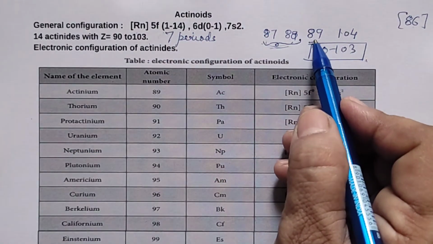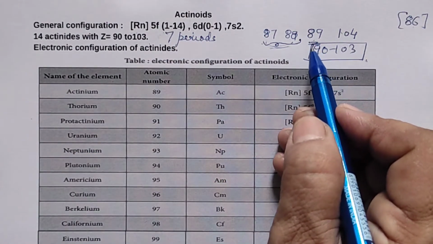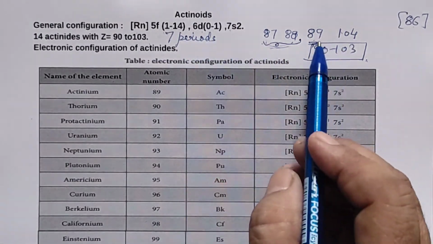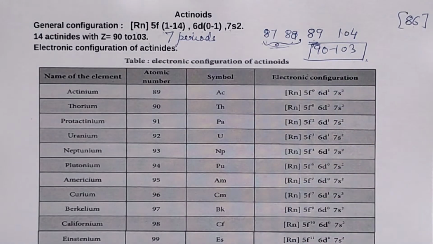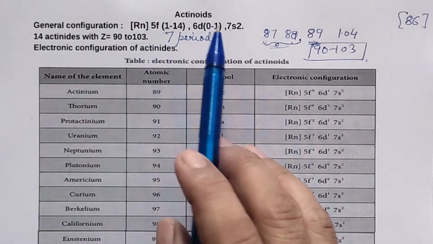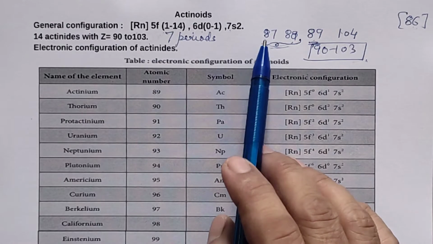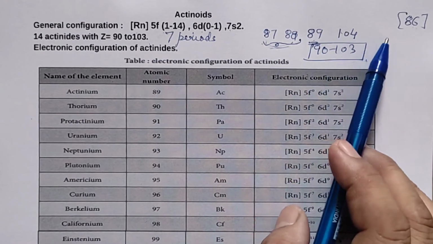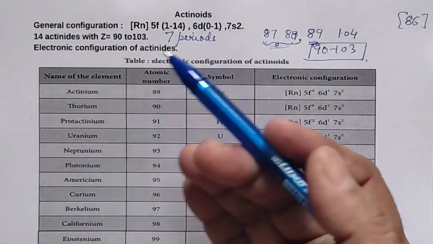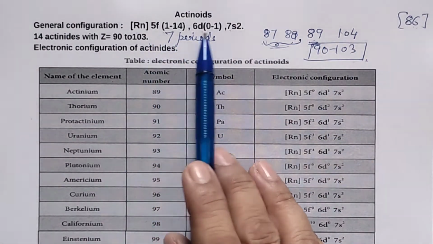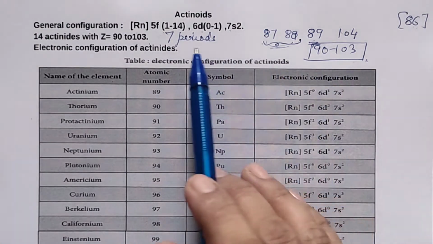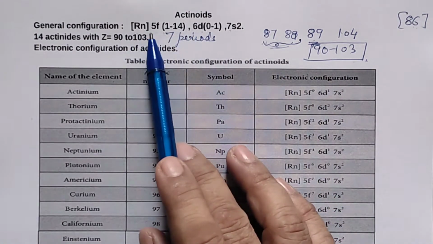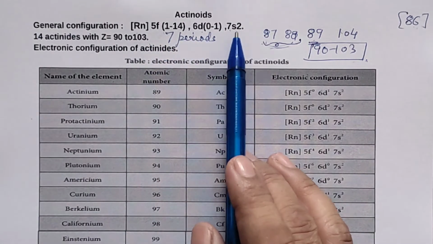6d0 at times, because there are a lot of abnormal configurations in actinides too. So 6d 0 to 1, and then comes 5f 1 to 14. So the configuration becomes radon, then 7s2, 6d 0 to 1, and 5f 1 to 14. Since when we are writing the configuration, we write the inner shells first and then the outer shells, we have written it in this manner: 5f 1 to 14 after radon, then 6d 0 to 1, 7s2.